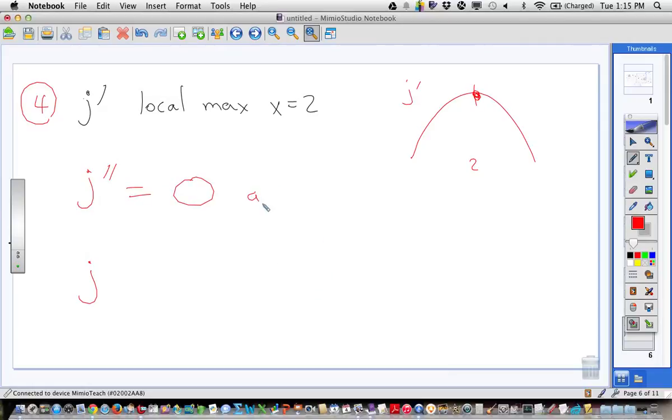J double prime is 0 at x equals 2, right? Because J double prime is the slope of J prime. So the slope has to be 0. Now, I will say that what if you had a local max that did this? Then we would say that J double prime is undefined. So I suppose the best answer might be it's 0 or undefined.